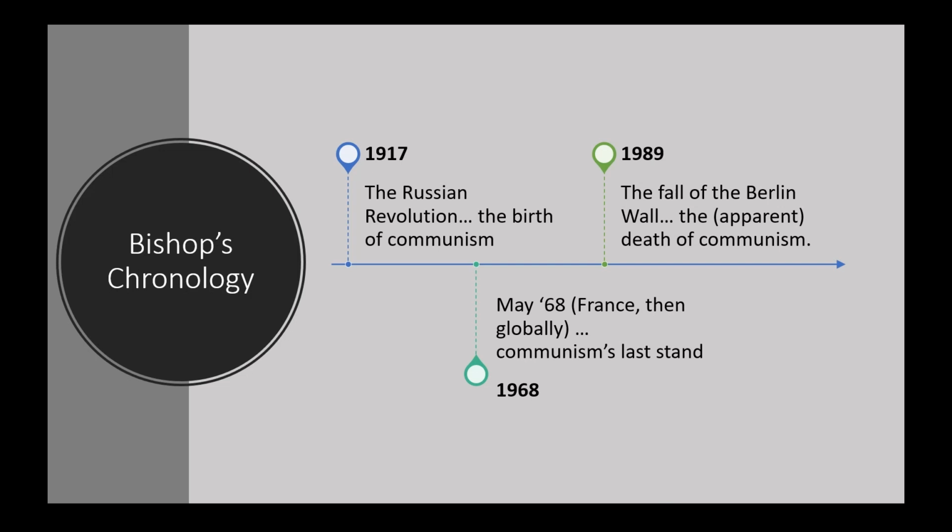And then in 1989, Bishop's third period is characterized by the fall of the Berlin Wall and the apparent death of communism. So in 1989, the Berlin Wall comes down and Germany is reunited, not as a communist country, but as a capitalist country. And two years later, in 1991, the Soviet Union splits up into its constituent parts, Russia, Ukraine, Latvia, Estonia, Lithuania, Georgia, and more countries, all of whom turn their backs on communism. And this is the third section of the lecture series. We're looking at stuff after 1989. So it fits very much with Bishop's chronology of social upheavals.